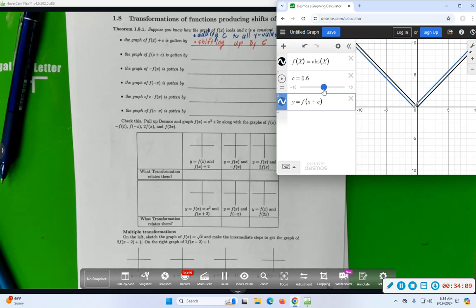Let's go back to c equals 1. Good enough. Does that look like we've shifted the absolute value function slightly to the left? As c grows, we go farther to the left? Oh, neato.